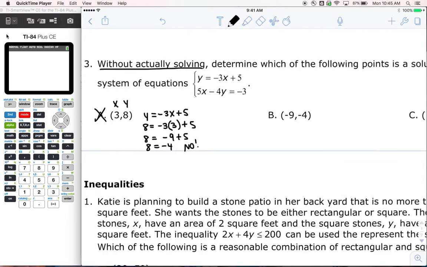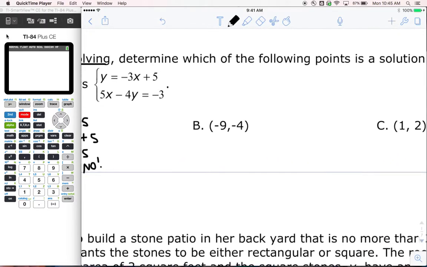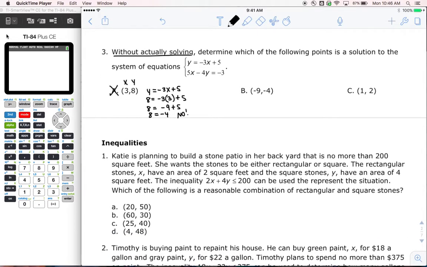See, I just quickly eliminated a choice by plugging in some of my points. Okay, let's go ahead in Edpuzzle and figure out, based on using this method, is B the solution to the system or is C the solution to the system? Remember, y'all, all you got to do is plug it in and see if you get a true statement or a false statement at the end.